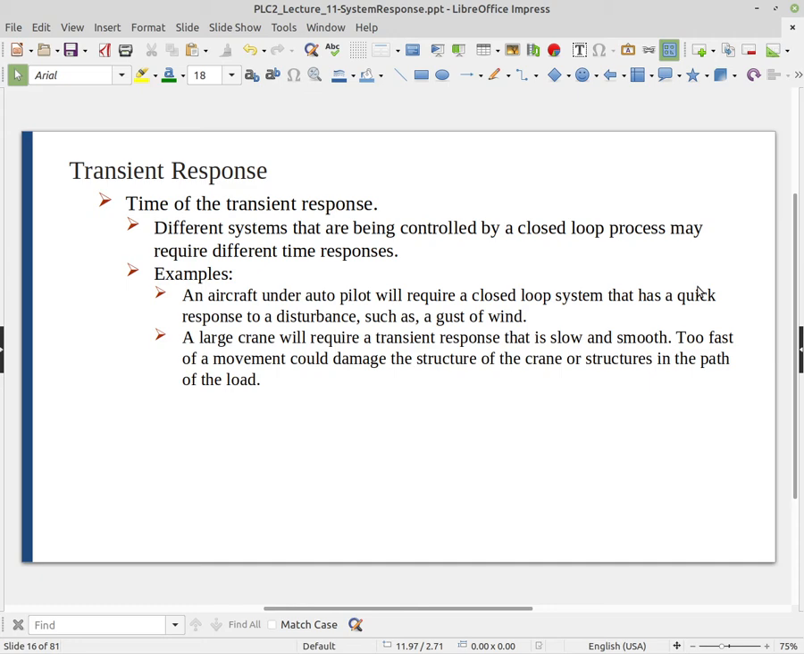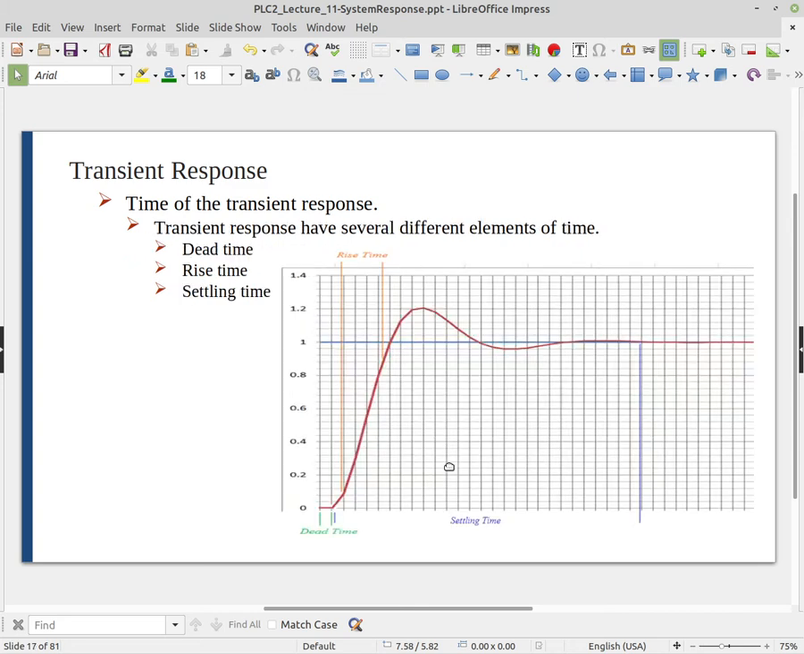Now, when we look at the time response, we're going to have to define a couple of aspects of that so that we can always be talking about the same thing. Okay, so if we want an overdamped system, a crane would be another example, where you need the system to just respond slowly and smoothly. You can't have it oscillating back and forth. It could cause damage or injury.